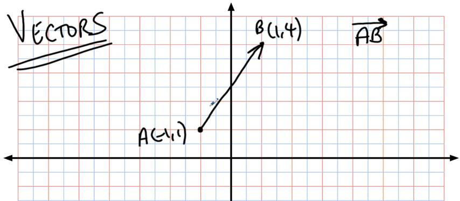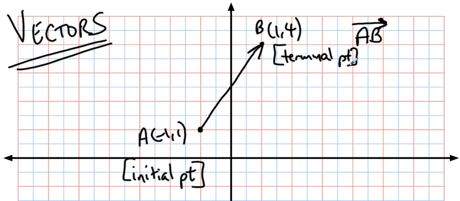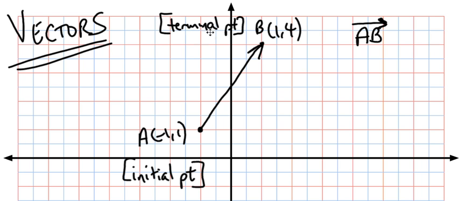There's a length to this segment, that's the magnitude, but it points in a particular direction. The vector starts at A and ends at B. A is called the initial point, B is called the terminal point.